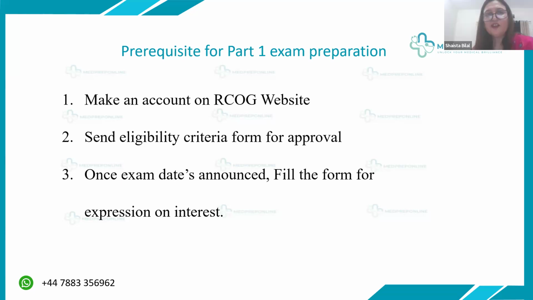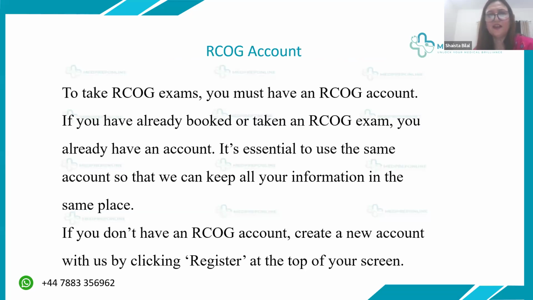You are right. So what we will do, you just search on Google for the RCOG website, and there will be eligibility criteria. Once the exam date is announced, then you will fill in the form. There are 2 attempts in a year, one in January and one in February. And I will show you the details of how you will enter.